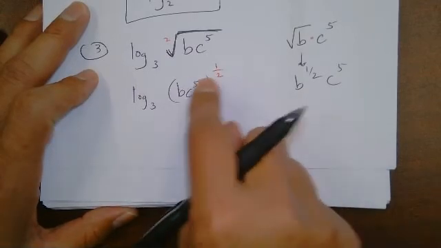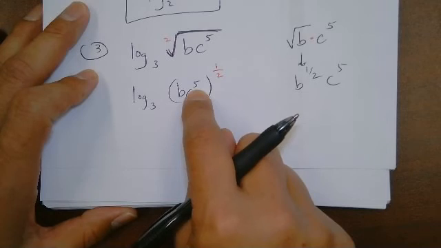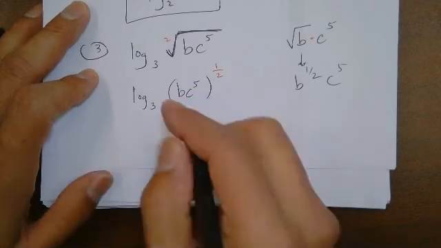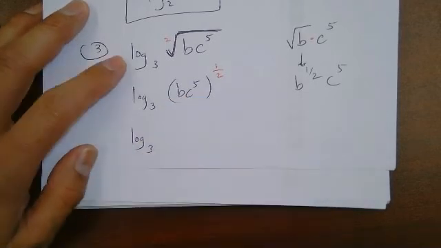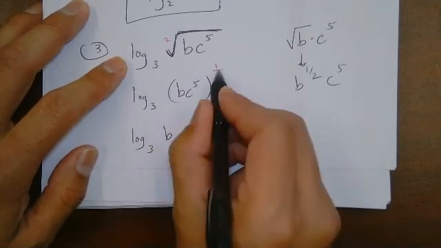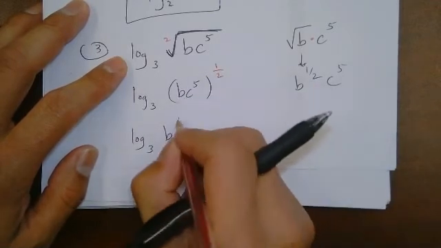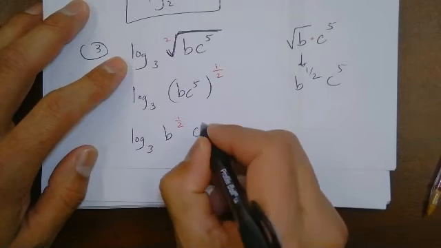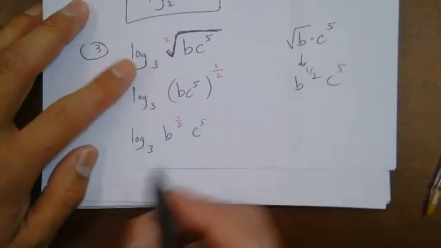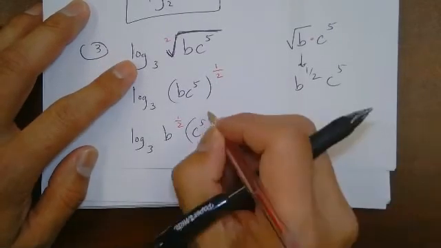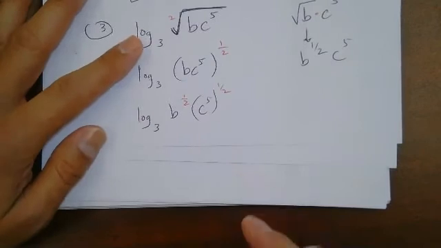And then what? That power goes to what? To one of them? To both of them, yeah? So this is going to be log 3, what? B to the power of what? Well, 1/2. And C5 also gets the 1/2.